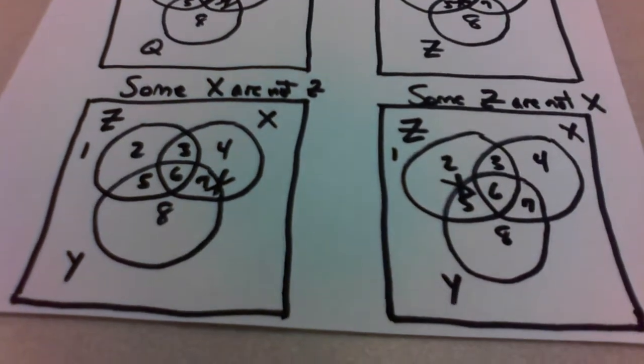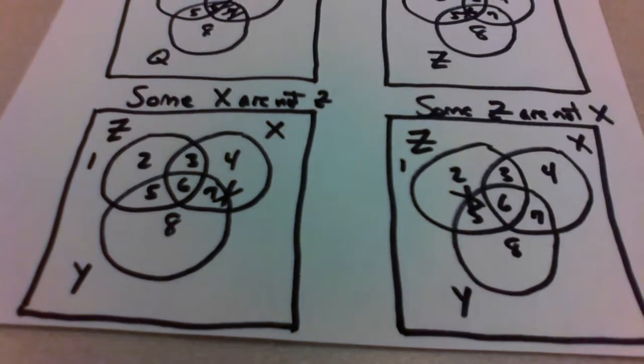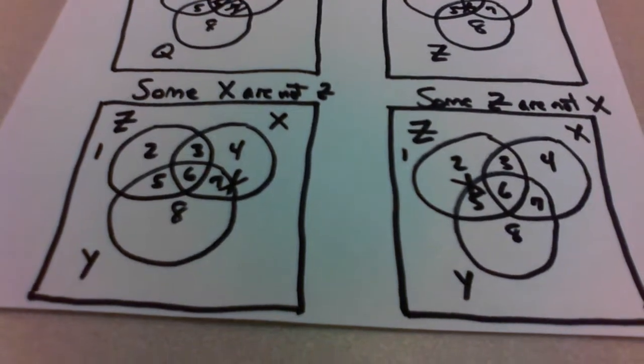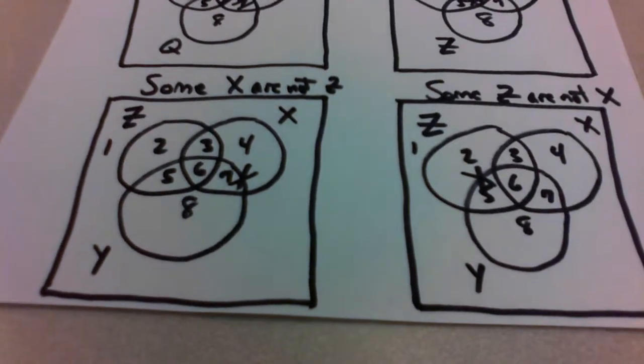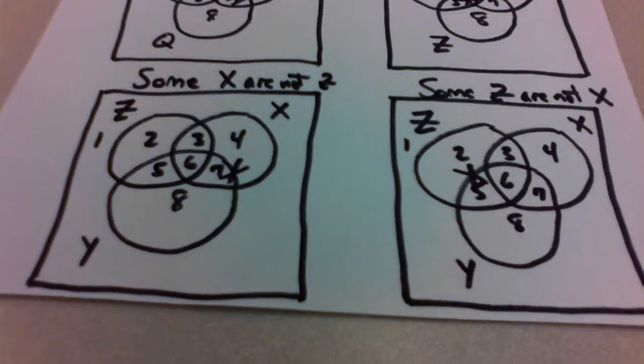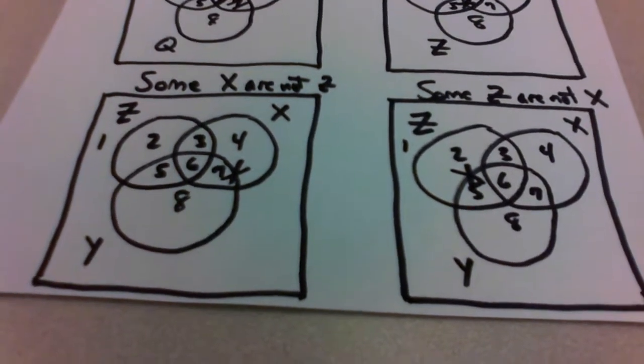A method you could use, look at the Z's, 2, 3, 5, and 6. You have something in that circle, and it is not an X. So it can't go in 3 and 6. What's left? Those things that are not X. It's 2 and 5.